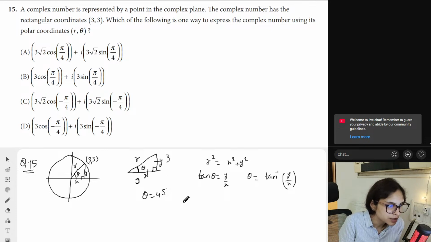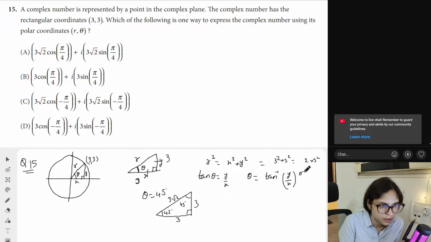And r, once you know it's a special triangle, right? This is 45, this is 45, this is 90. This is 3, this is 3, this will become 3 square root 2. Or if you want, you can find out 3 squared plus 3 squared is 2 times 3 squared. So r will be 3 square root 2.